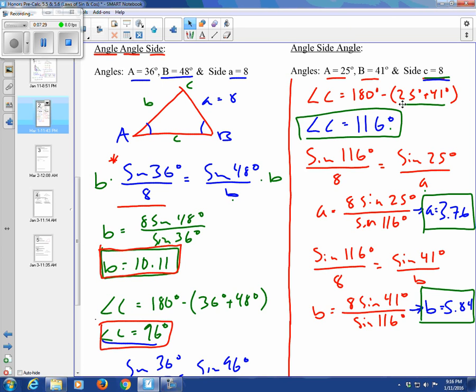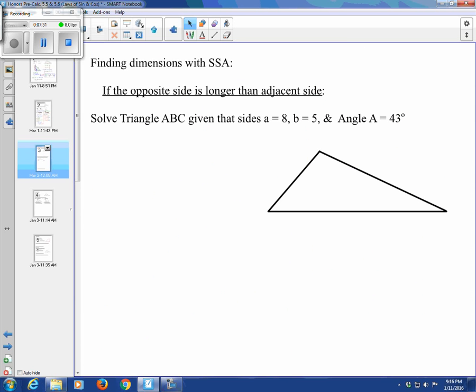Okay, so moving on, let's talk about the scenario of side-side-angle. Initially, the first scenario we're going to talk about is the scenario where the side opposite the angle we're given is longer than the side adjacent to the angle we're given. So right here, in the scenario where we have side-side-angle, we're going to have two consecutive sides and then the next angle. So right here, we have side A, side B, and angle A.